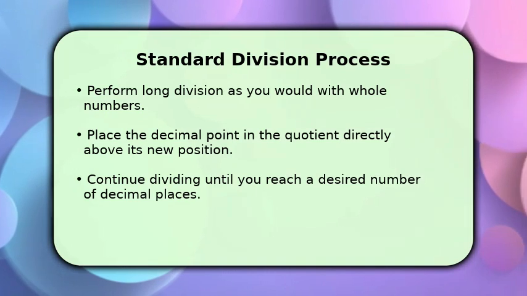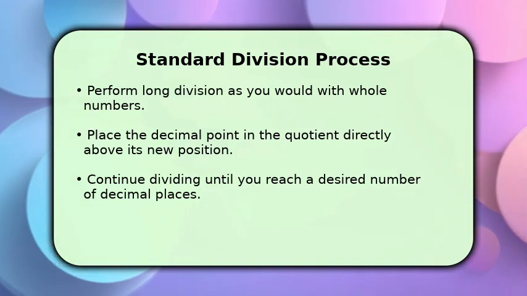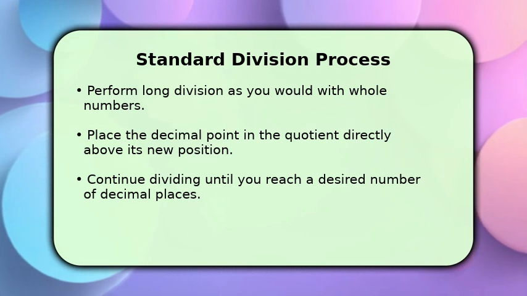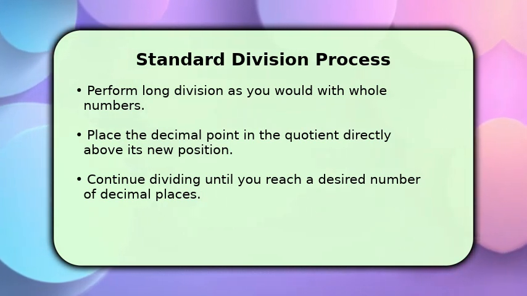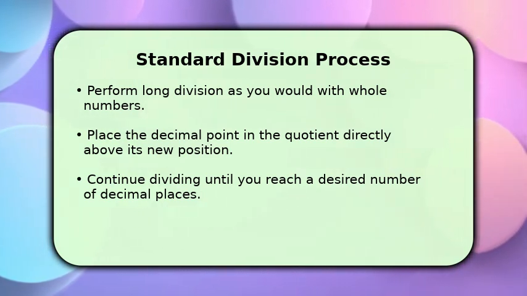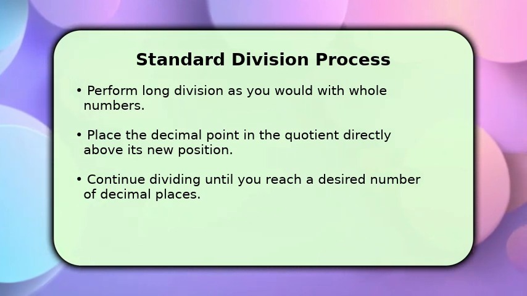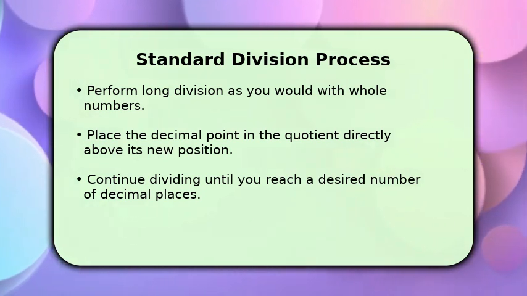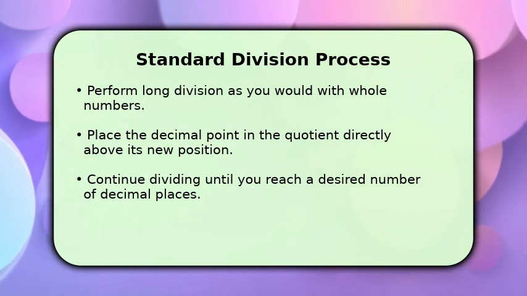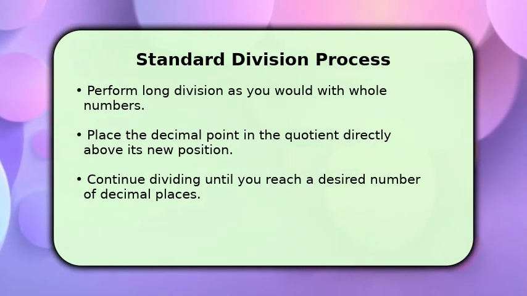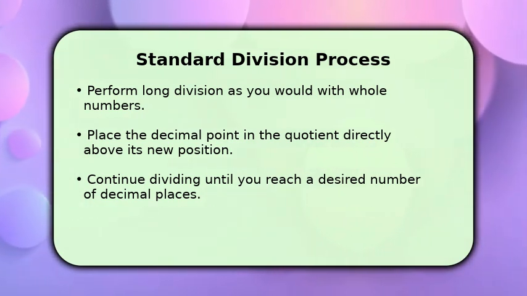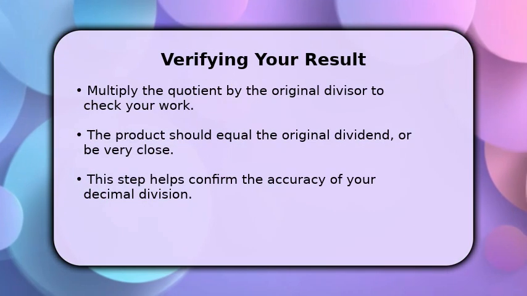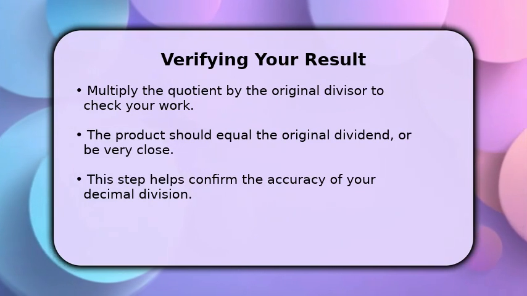Now that your divisor is a whole number, you can perform long division just like you normally would. A very important step is to immediately place the decimal point in your quotient directly above its new position in the dividend. Then, proceed with the standard division steps: divide, multiply, subtract, and bring down. You can continue this process until you achieve a remainder of 0 or reach a specific number of decimal places, perhaps 2 or 3. Finally, it is always a good practice to verify your answer.